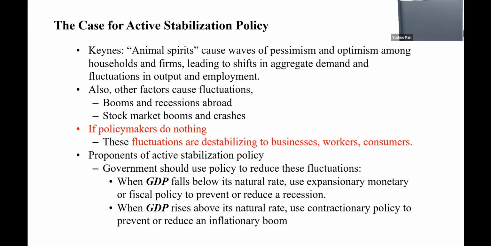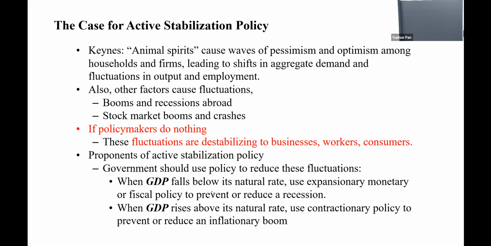According to Keynes, animal spirits cause waves of pessimism and optimism among households and firms, leading to shifts in aggregate demand and fluctuations in output and employment. So in that way, what the government, what the Fed wants to do is to stabilize the output.